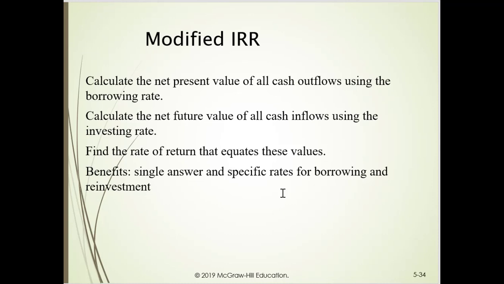And I believe there is an Excel formula for the modified internal rate of return. But in the end, what it gives us is one answer, regardless of how the cash flows occur, whether they alternate signs, etc. It gives us a better internal rate of return number, if you will.